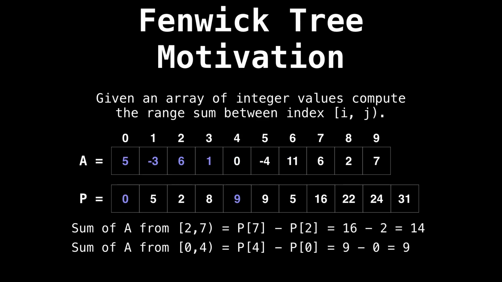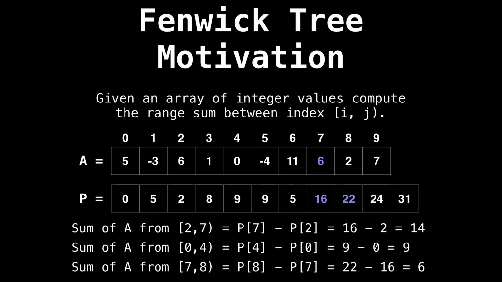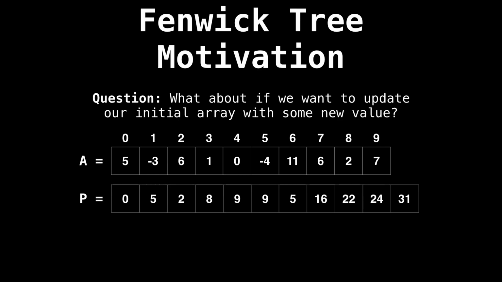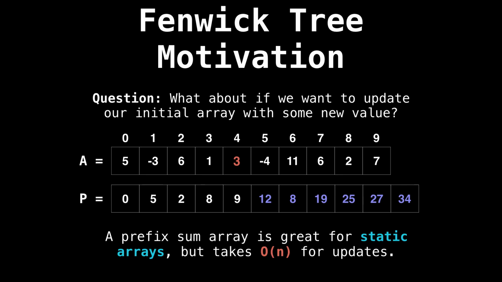So that's really great. However, there's a slight flaw in this, which is, what happens when we want to update a value in our original array A? Say we want to update index 4 to be 3. Well, now we have to recompute all the prefix sums. So this is really bad because recalculating all those prefix sums can take up to linear time. This is why the Fenwick tree was essentially created.